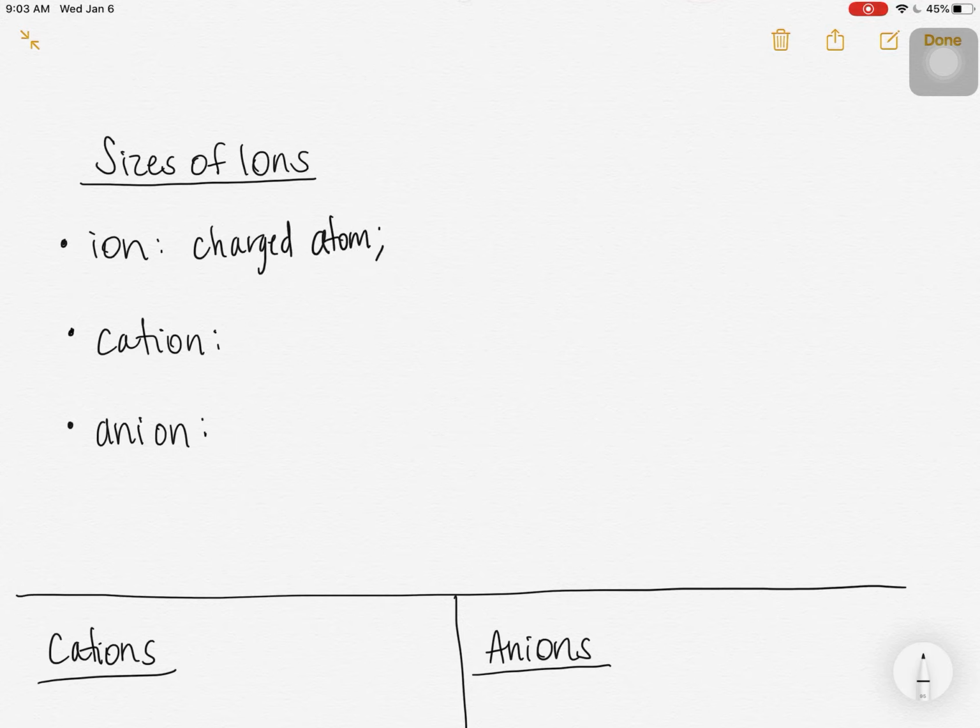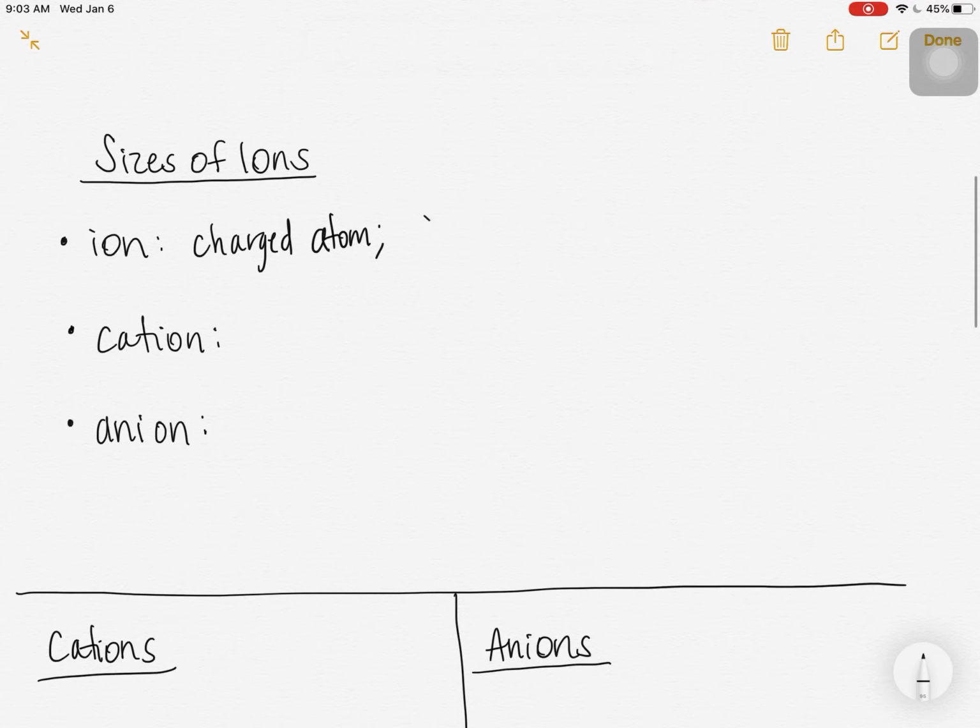And remember that occurs with a gain or a loss of electrons. So ions, you only get an ion if the atom has gained or lost electrons, and then with that comes a charge. Okay, so we know that ions can be positive or negative.